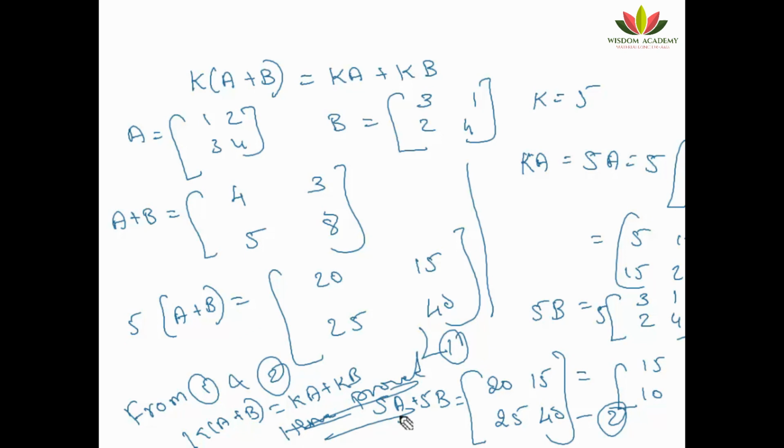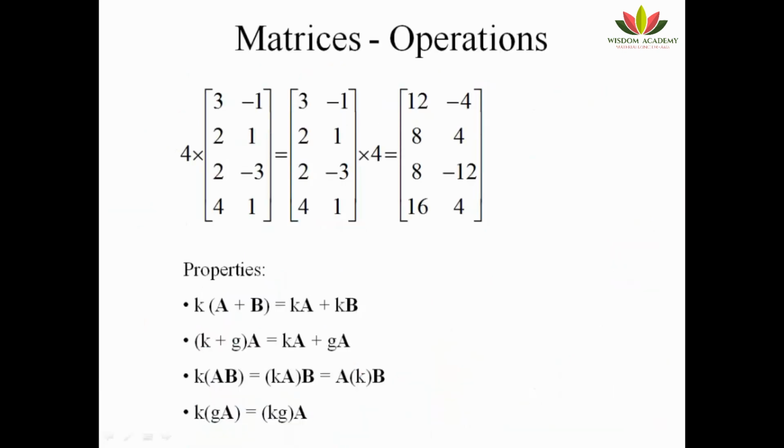So like this, you also do all the properties. Take any two matrices, whatever is assigned in the capital letters, take them of equal dimension since we are going to add them. K and G are going to be any two scalar values.